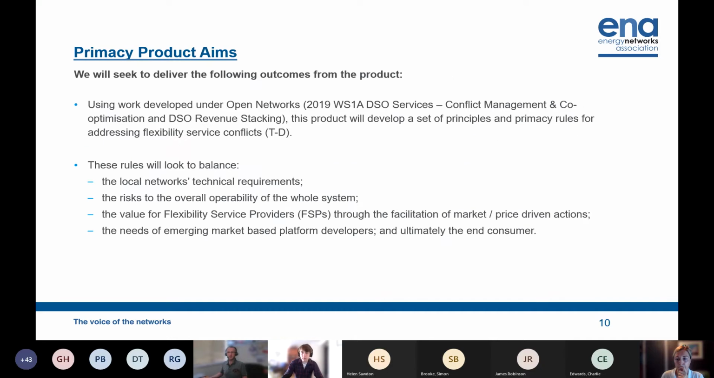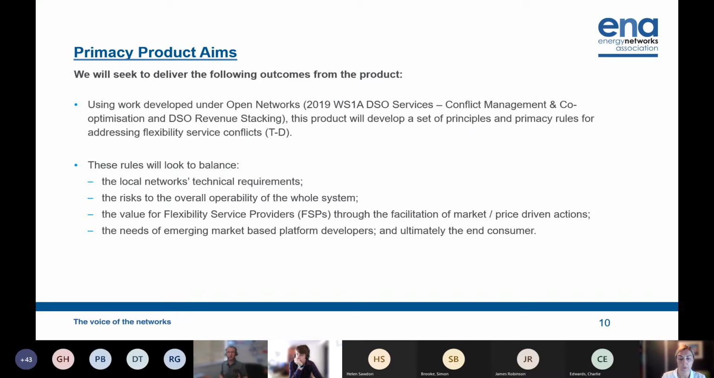Thank you. So here we've just pulled out for your benefit an overview of the main product aims. We're going to be basing some of our initial work on the work that was developed under previous open networks products, and the idea behind product 5 this year is really to start to develop those sets of principles and the rules associated with those principles so that we can look at means and ways of implementing those between now and the start of ED2 in April 2023.